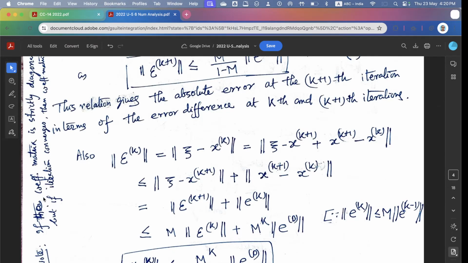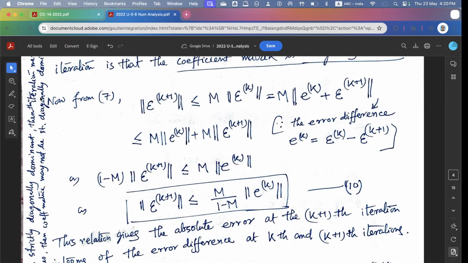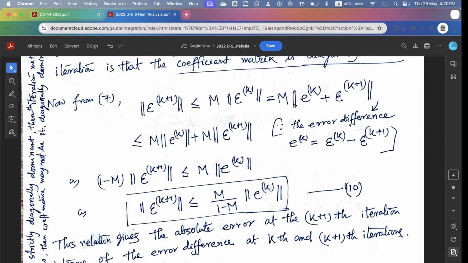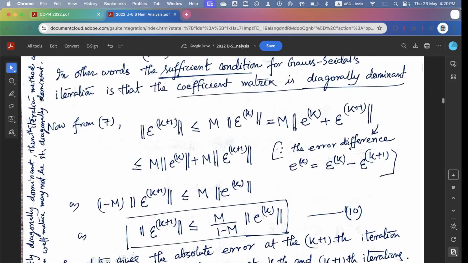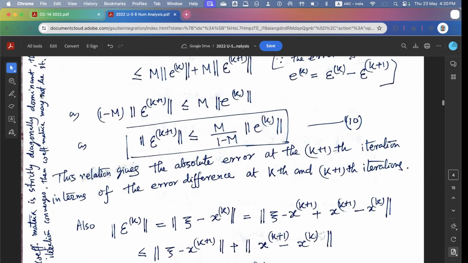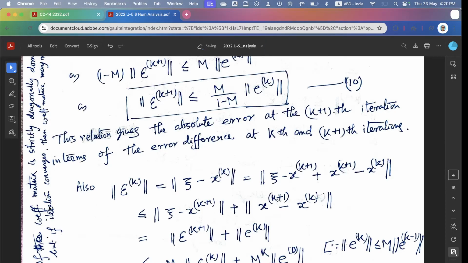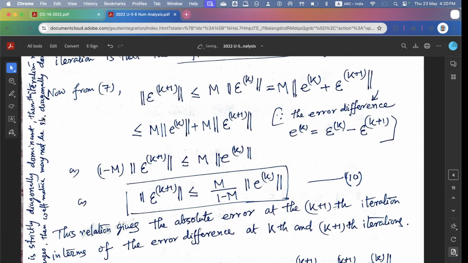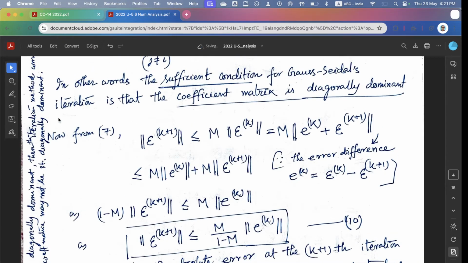In this vertical line, if the coefficient matrix is strictly diagonally dominant, then the iteration method converges. But if the iteration converges, then the coefficient matrix may not be diagonally dominant. So this condition is a sufficient condition, not necessary.